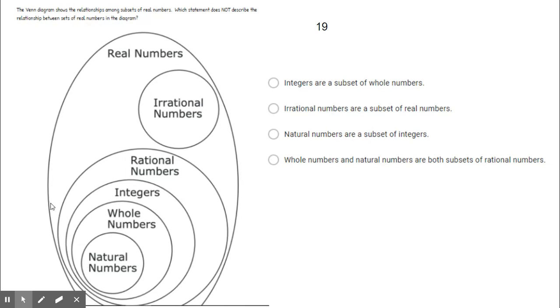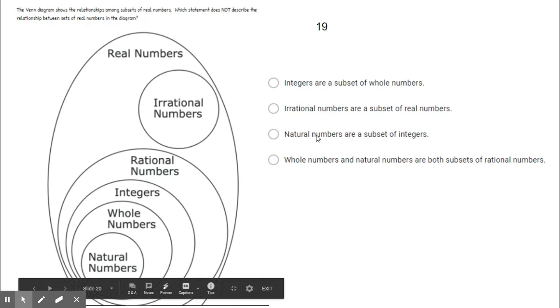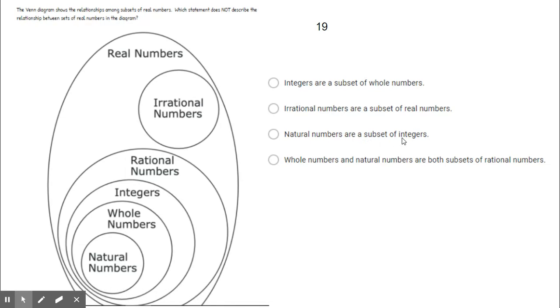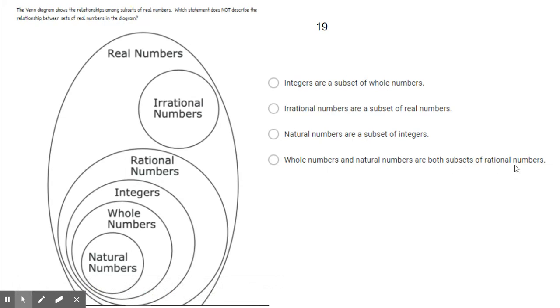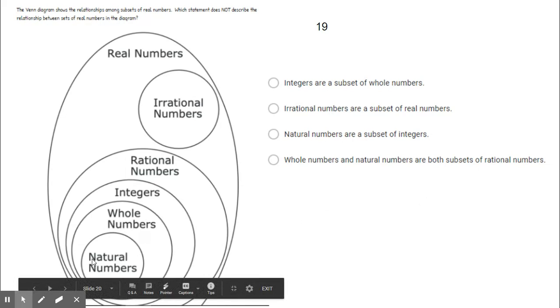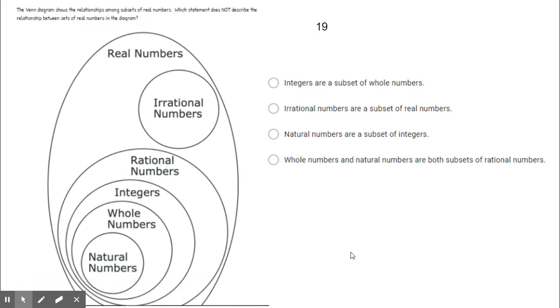They do fit inside real numbers. Natural numbers are a subset of integers. So natural numbers are a subset of integers because they're inside the integer circle as well. Whole numbers and natural numbers are both subsets of rational numbers. Whole numbers and natural numbers right here are both inside the rational number circle, so that is true also.